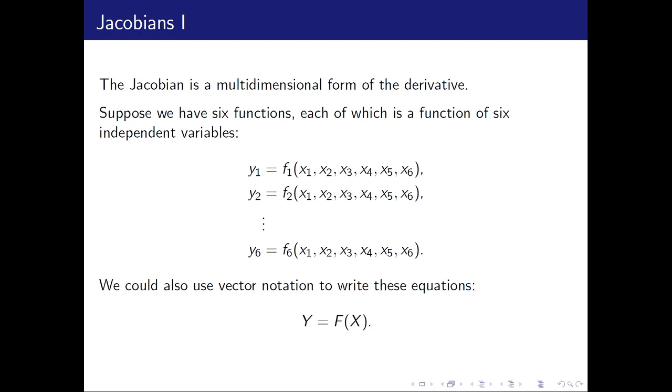So let's say we have 6 functions, each of which is a function of 6 independent variables. So for example, we have y1 through y6 being equal to function 1 through function 6 being dependent on the variables x1 through x6. We could use our vector notation to write these equations as capital Y being equal to capital F of capital X.